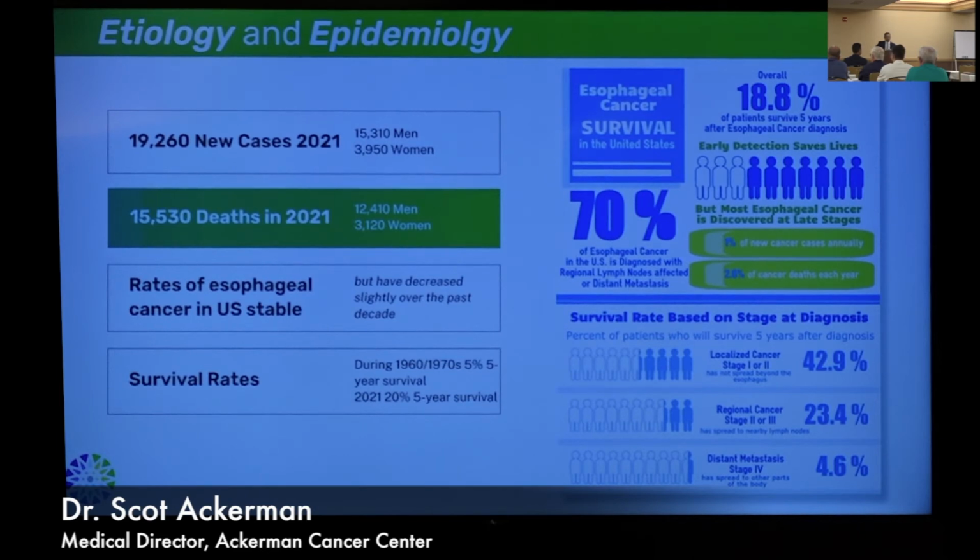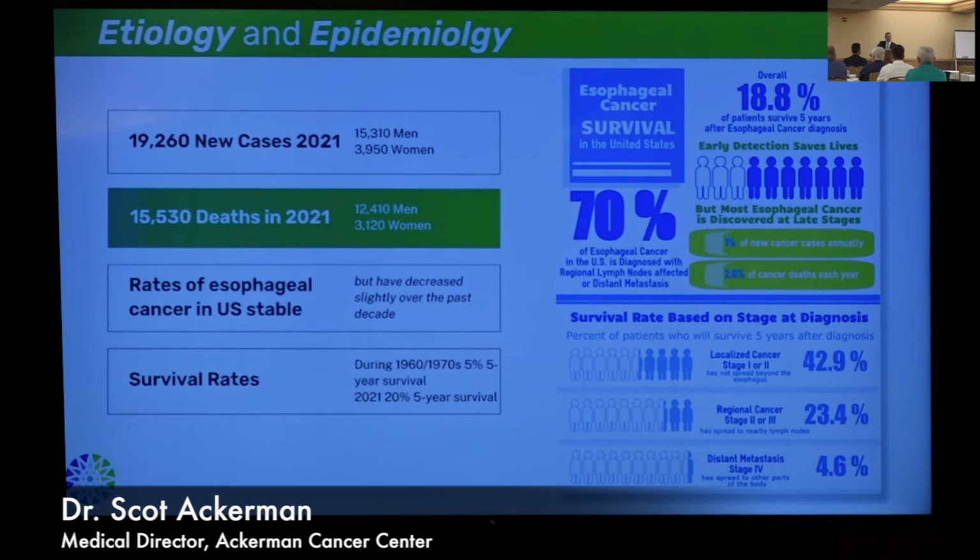The rates have been stable, although slightly down over the past decade for whatever reasons. Survival was abysmal back in the 60s and 70s, but we're seeing about a 20% 5-year survival now, because of advances in treatment, understanding esophageal cancer better, and diagnosing it maybe a little earlier. I don't think we've made any great leaps in early diagnosis of esophageal cancer. There's a little infographic on your right. You can see that the overall survival is just under 20%.